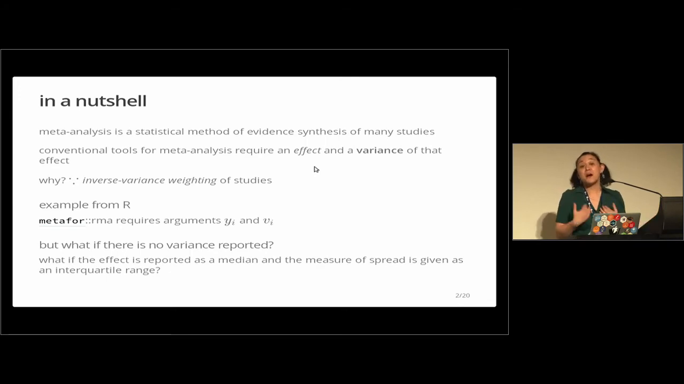So in my experience, my limited experience as a student, metafor is the most commonly used meta-analysis package in R. And the first arguments that it asks for are the effect, yi, and the variance of that effect. But what if, in a particular study, no variance is actually reported? What if they report the median and an interquartile range?